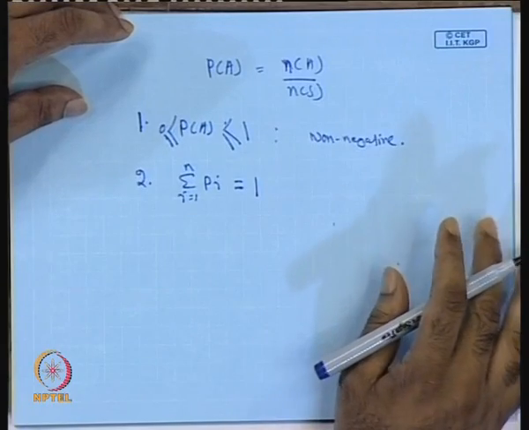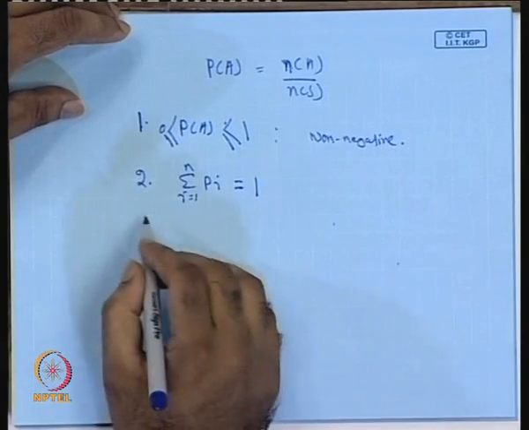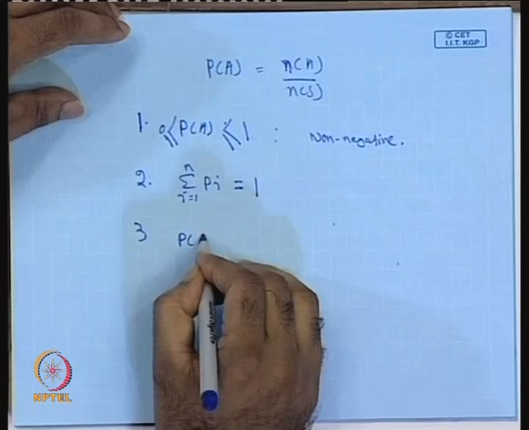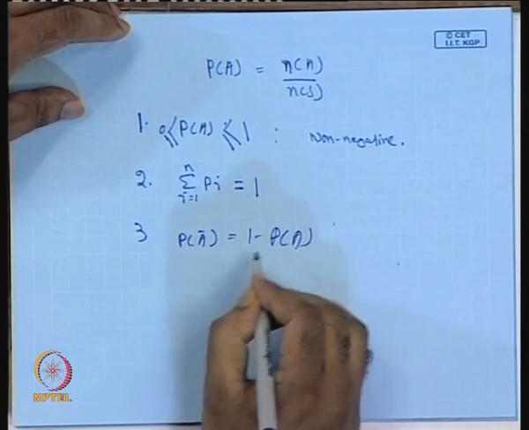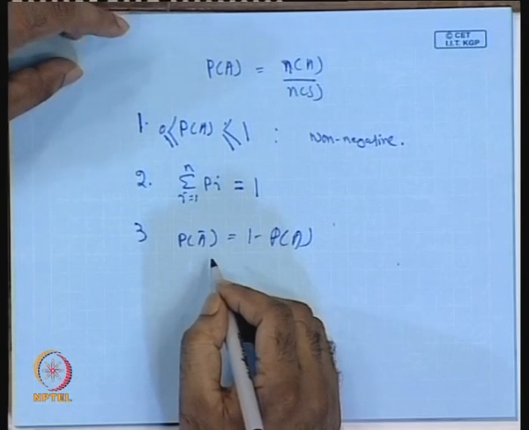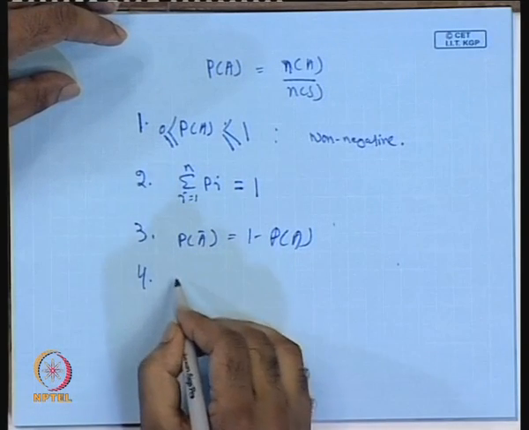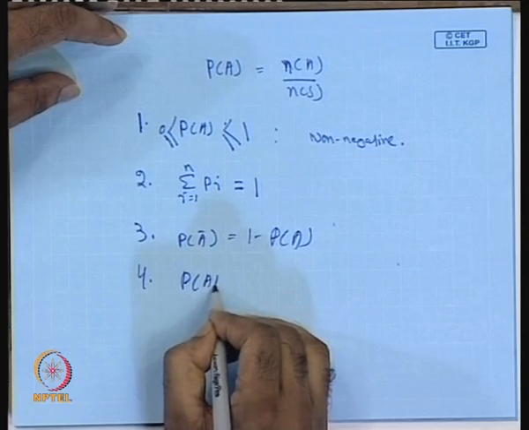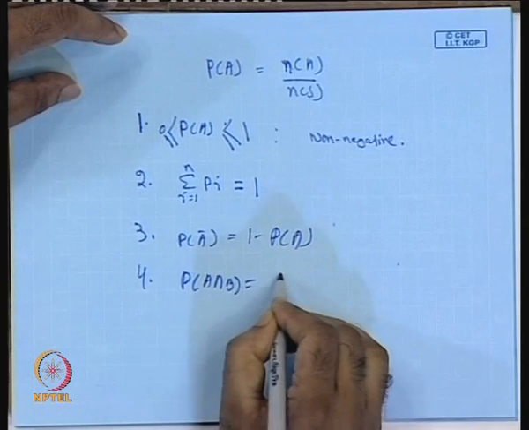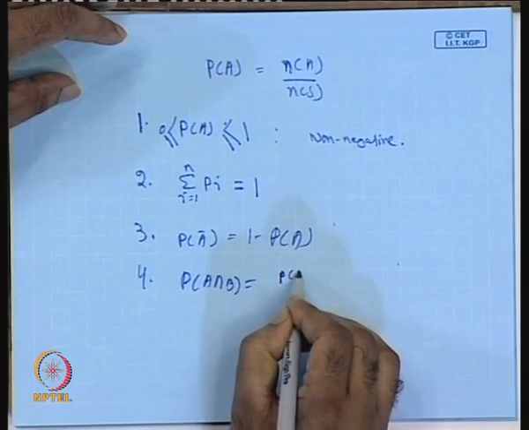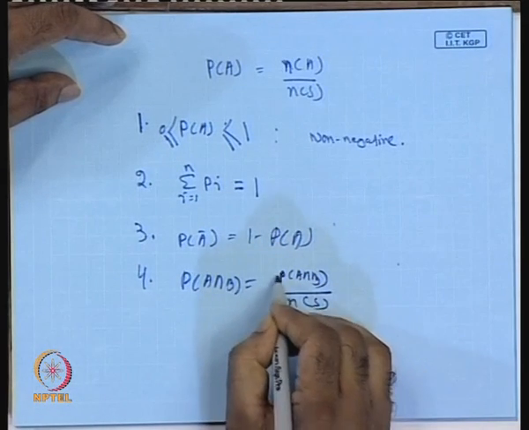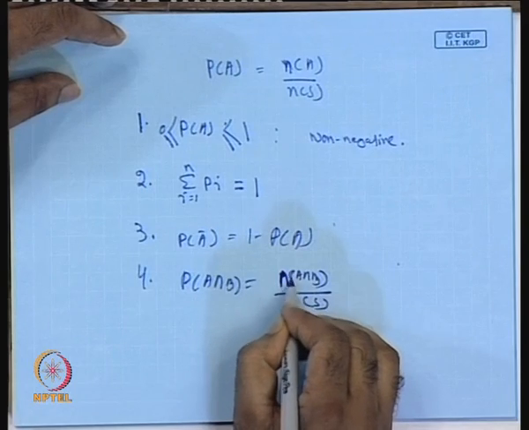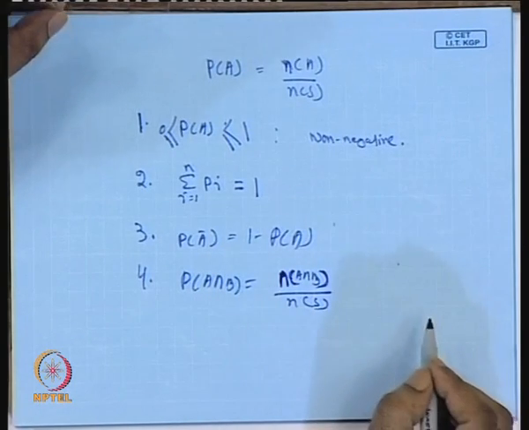Okay. So, there are other tricks also, like the probability of A complement, which is nothing but 1 minus P(A). Then we have also discussed intersections. So, P(A intersection B) is equal to the number of outcomes in A intersection B divided by NS, the total. In fact, it is the number of possible outcomes divided by the total number of outcomes.